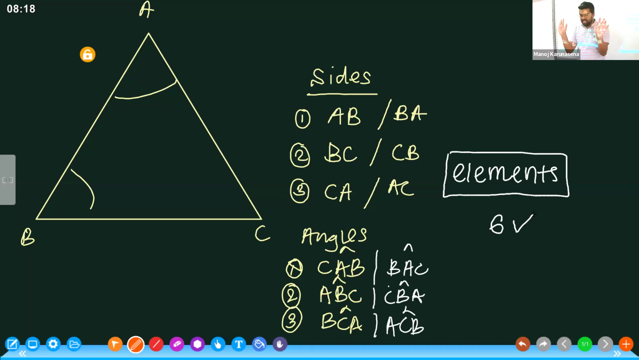Again, let's consider there are two triangles. In order for these two triangles to coincide, to be congruent to one another, how many elements of this particular triangle should be equal to the other triangle?